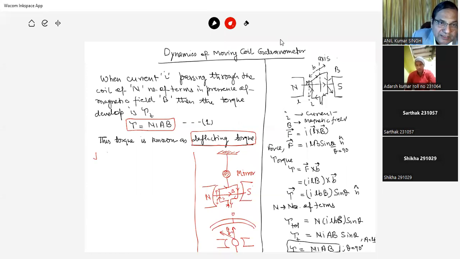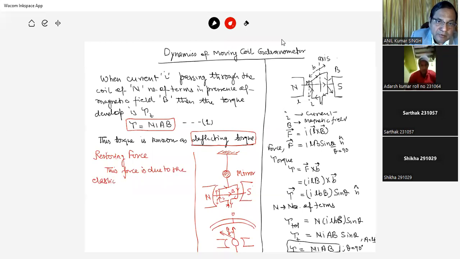So for returning to the original state, there is a restoring force. This restoring force is due to the elasticity. And the equation of motion.